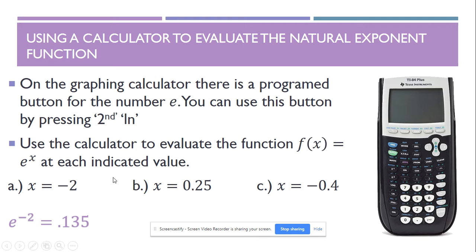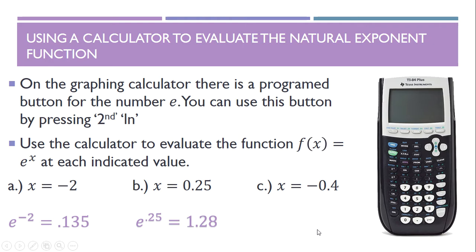Our next one, so we have x equals 0.25. So for e to the x, second ln, parenthesis, 0.25, close the parenthesis, press enter, and you should get 1.28. And our last one, -0.4. So second ln, parenthesis, -0.4, close the parentheses, press enter, e to the -0.4 equals 0.67. So most of the time you'll get a decimal. You can round the decimal to 2, 3 places, or as you see fit.